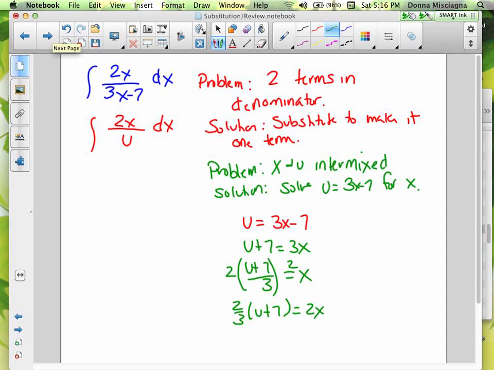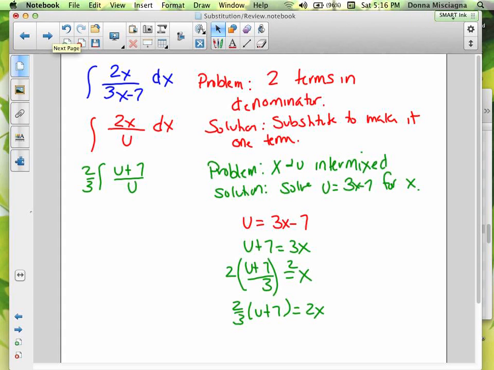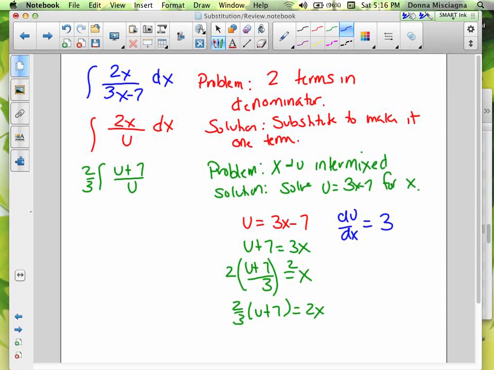All right, so now we can integrate. Well, we can almost integrate. We've got to do one more thing, but let me just rewrite this. So we've got the 2/3, and I have the u plus 7 in the numerator. I've got a u in the denominator. I need a du. So we differentiate u equals 3x minus 7, du dx equals 3.